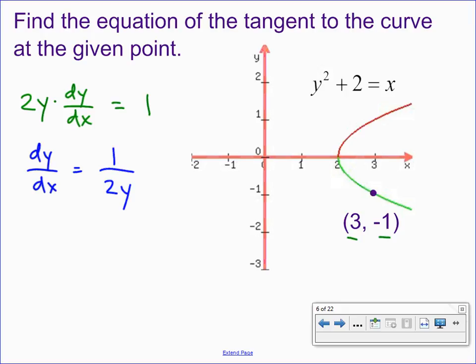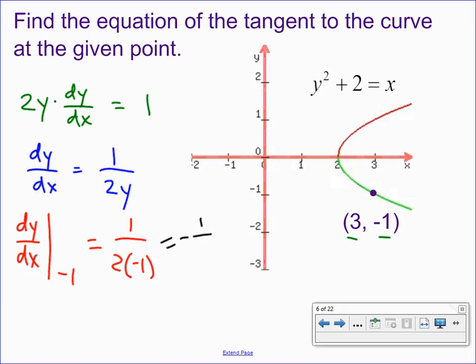So now we'll evaluate my dy/dx. The instantaneous rate of change of y with respect to x at the x value, the y value, -1. And that's 1 over 2 times -1. And that's what? -1/2. You guys getting -1/2? Sweet!